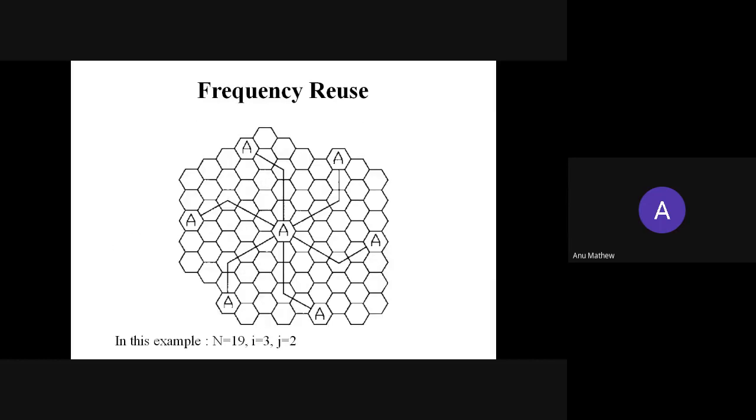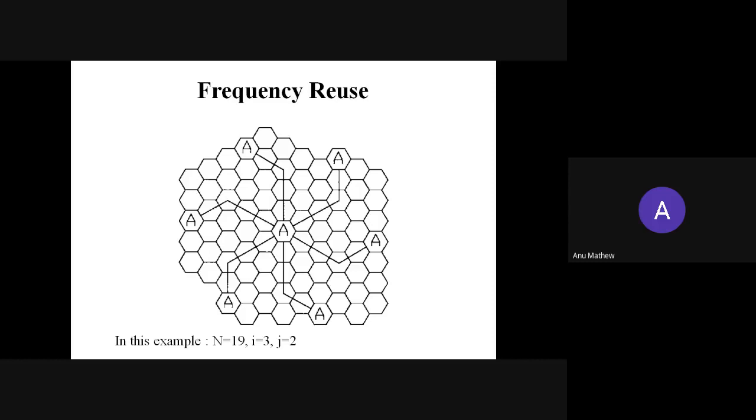So we will see it here. A is the considered cell, and we have to find the nearest neighbors or nearest co-channel cells of A. First, we will move I cells in one direction. Here I is equal to 3, and I am moving 3 cells in this direction. Then the next step is to turn 60 degrees and move J cells. So this is the direction I am following, and I need to turn 60 degrees from this direction, and then move J cells.